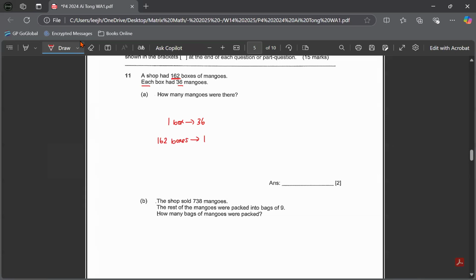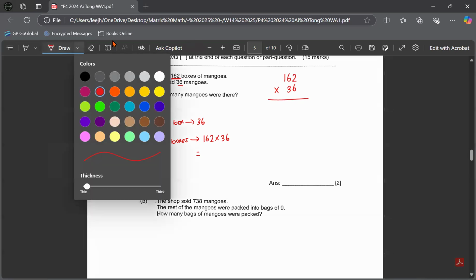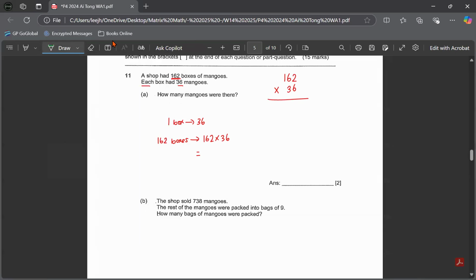So I need to times 162 times 36. So this is two-digit multiplication. You do your working. 162 times 36. So I'm going to use different colors. Okay, I'm going to take 162 times 6 first. Okay, you don't look at the 3 first, you times the 6 once.